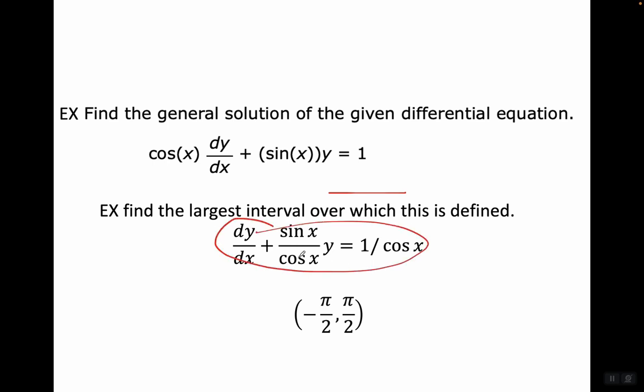And that's going to be undefined when cosine x is 0, namely at pi over 2, for example, negative pi over 2 or pi over 2. Therefore, in the process of solving, you get an equation that looks like this. This is not going to be defined at negative pi over 2 or pi over 2. Therefore, the largest interval over which this solution is defined is going to be from negative pi over 2 to pi over 2.